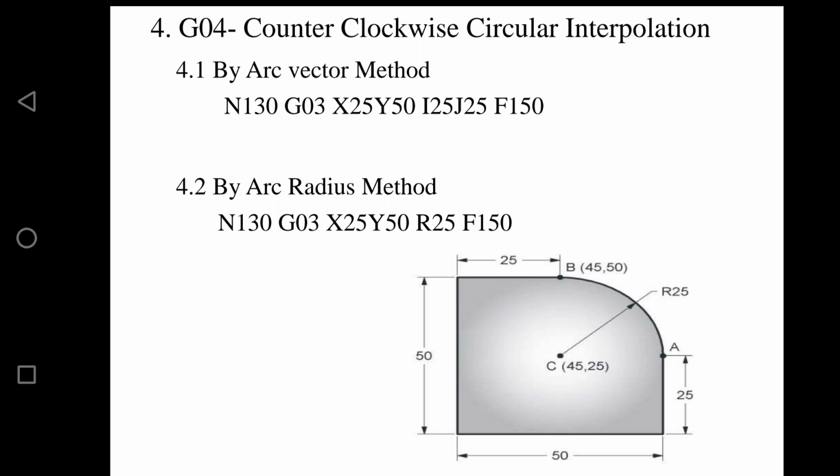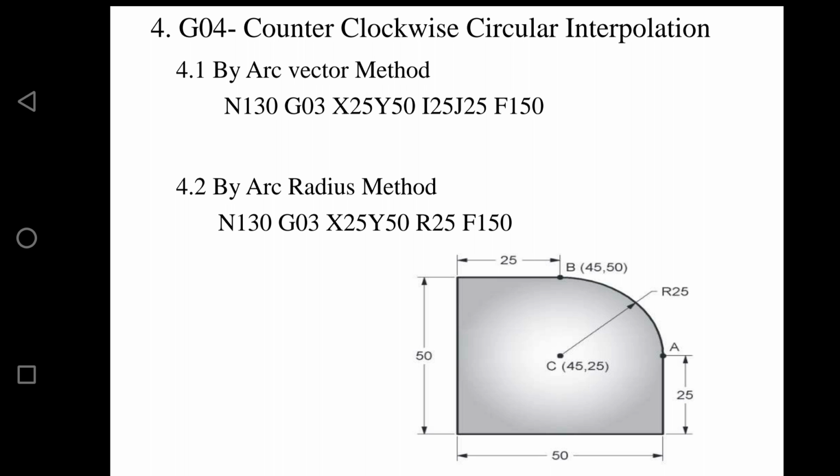By the arc vector method, what are the things I need to write down? The final position and the center of the arc. So the first is the sequence N130, whatever the sequence it is, we can write anything, and then the G code, that is G03 for counterclockwise circular interpolation, then the end point of the arc, that is X25 and Y50, and the center of the arc, I25 and J25, with the feed rate of 150 mm per minute. So that is by the arc vector method.